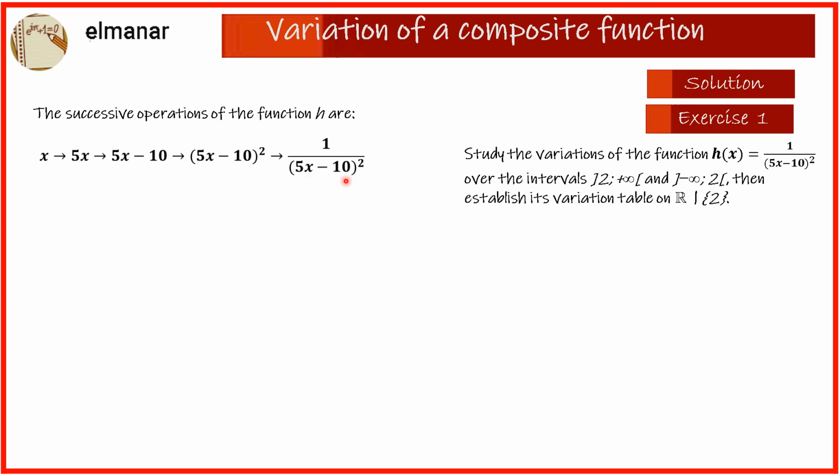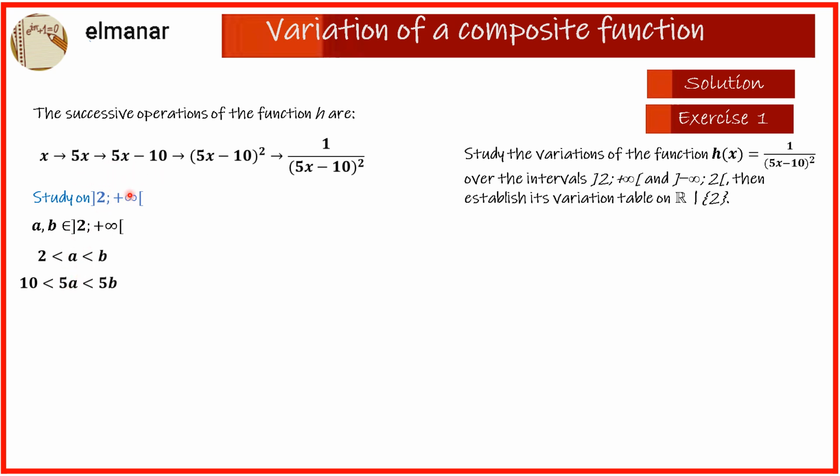Now, we will study the function over a given interval. The analysis focuses on values of the variable that are strictly greater than 2. Let a and b be two numbers such that 2 is less than a and a is less than b, with both numbers belonging to this interval. We examine how the function evolves by applying the successive transformations.